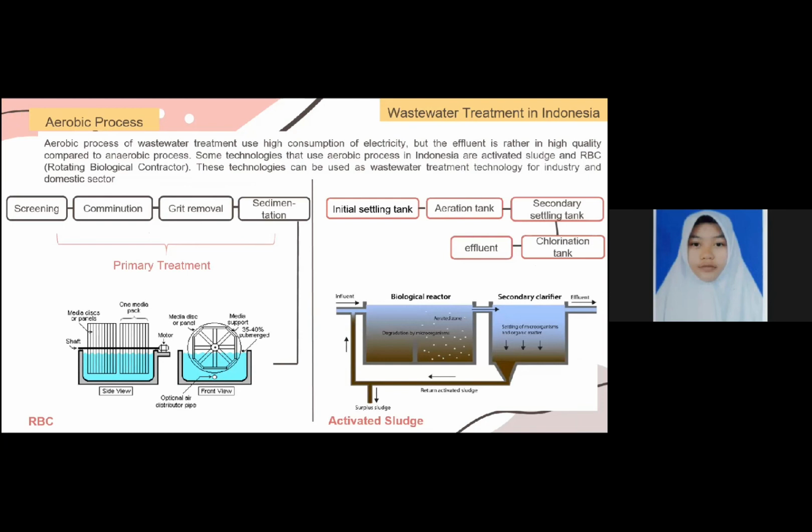As we can see in this picture, on the left side there is a scheme of RBC, which is a secondary wastewater treatment process used after the primary treatment. The primary treatment that I mentioned before includes screening, comminution, grit removal, and sedimentation. And right after that, the water flows into the RBC. The RBC consists of semicircular containers, about 35 up to 40% underwater, and a motor.